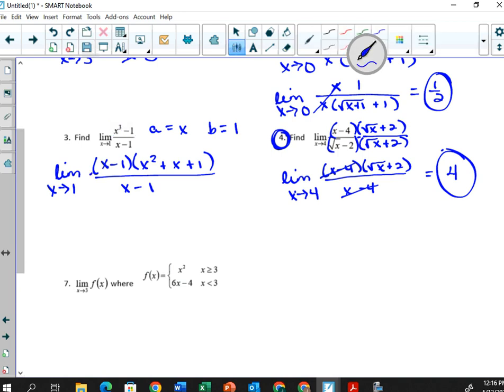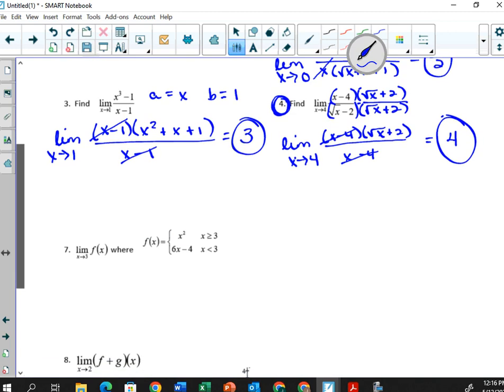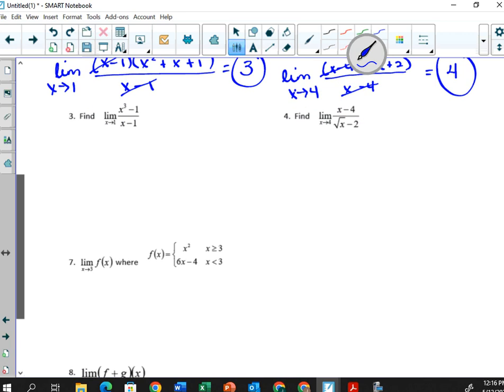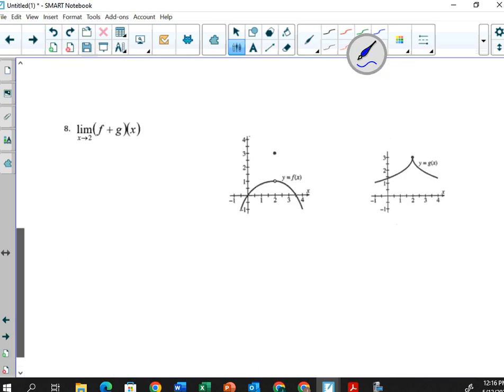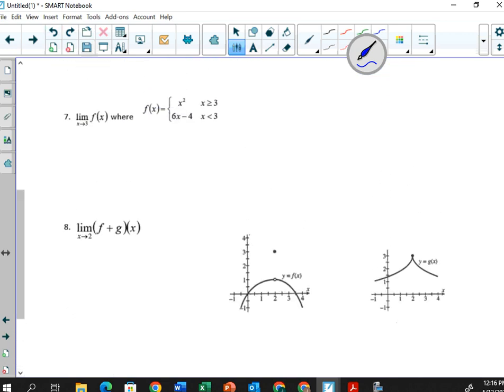All right, so I cancel out the x minus 1s. Can I plug in a 1 now? What do I get? 3. Good. Okay, we can factor cubes. Hopefully.